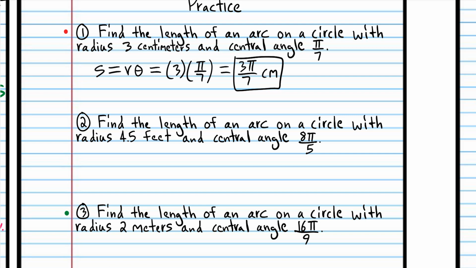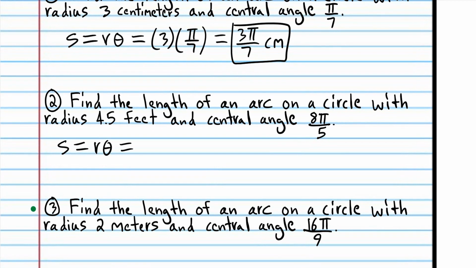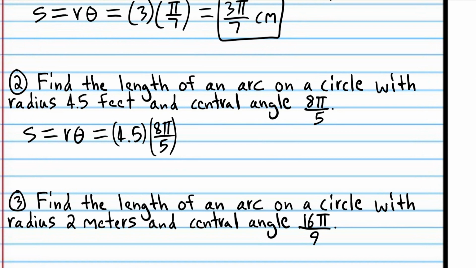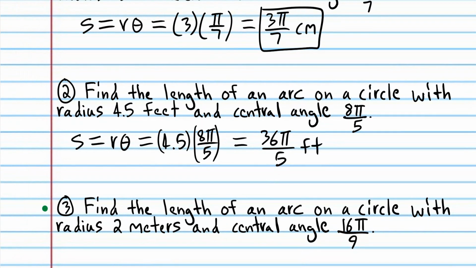Okay, it says find the length of the arc on a circle with radius 4.5. The central angle is 8 pi over 5, so that means radians. If we don't have a unit, then it's assumed to be radians. So the radius is 4.5, and the angle measure in radians is 8 pi over 5. And if we multiply 4.5 times 8 is 36. So we can say 36 pi over 5, and feet is our unit.